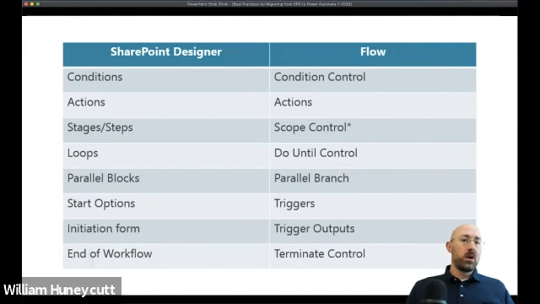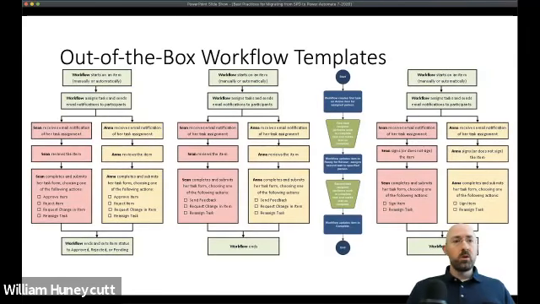SharePoint Designer has loops. In Flow and Power Automate, we call those a do until control, but there's also a looping control that's built in. Parallel blocks, those are parallel branches. Start options or events, we call those triggers in Power Automate. An initiation form, for anybody who worked with initiation forms and parameters, those are trigger outputs in Power Automate. And then in workflow, we have this thing called a terminate control that we use. So there's some verbiage that's similar, but some verbiage that's just a little bit different that you need to be aware of. Now, out of the box workflow templates.